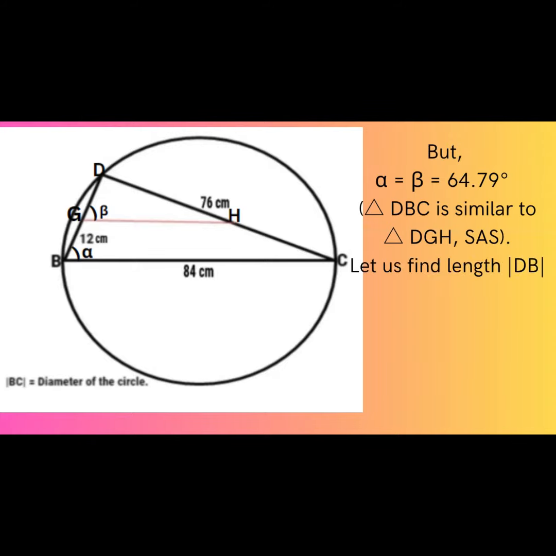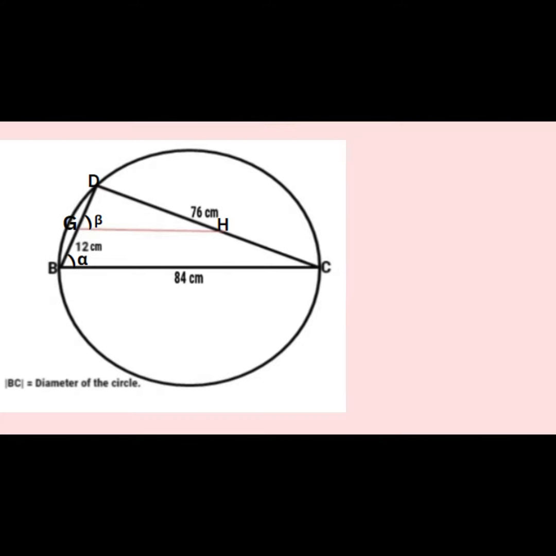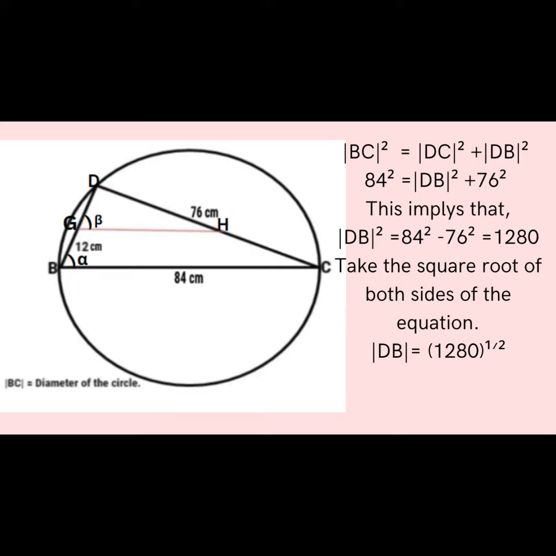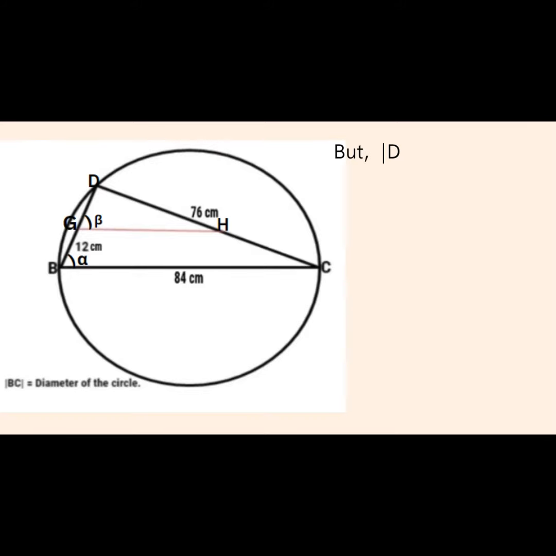The length DG can be found using Pythagoras theorem. BC squared equals DB squared plus DC squared. It means 84 squared equals DB squared plus 76 squared. Rearranging and solving, we have that DB equals the square root of 1280. DG equals the square root of 1280 minus 12.